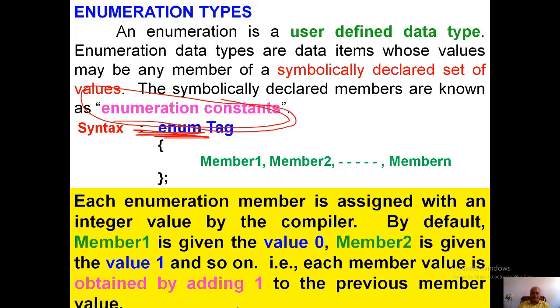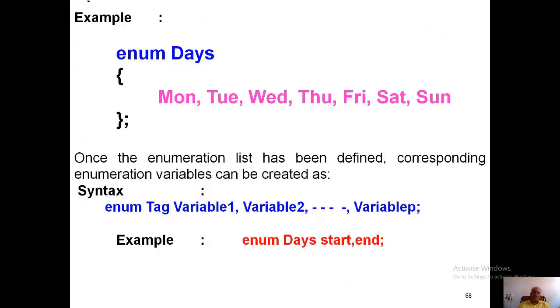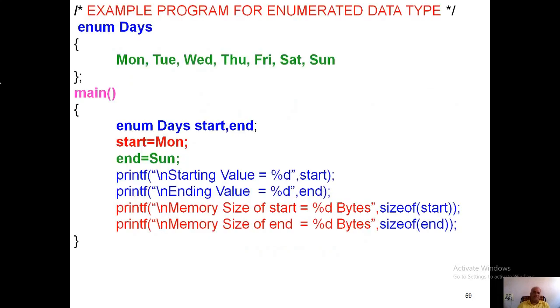The first member is given 0, the next member is given 1, the next member is given 2, and so on, by simply adding 1 each time. For example, enumeration days: the first one is Monday, then Tuesday, Wednesday, and so on. Once this is defined, the corresponding enumeration variables can be created as variable 1, variable 2, and so on, variable n. Enum day start and end: starting is Monday, ending is Sunday. It is the same kind of program. Monday, Tuesday, Wednesday, Thursday, Friday, Saturday, Sunday.